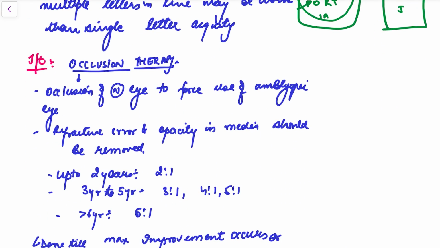So what is the treatment for amblyopia? The short treatment for amblyopia can be occlusion therapy. So what are we exactly doing in occlusion therapy? We are occluding the normal eye to force use of the amblyopic eye. So for example, if the left eye is normal and the right eye is amblyopic, we will cover the left eye, so the patient is forced to see the objects with the right eye, so that the brain will start receiving signals from that eye again.